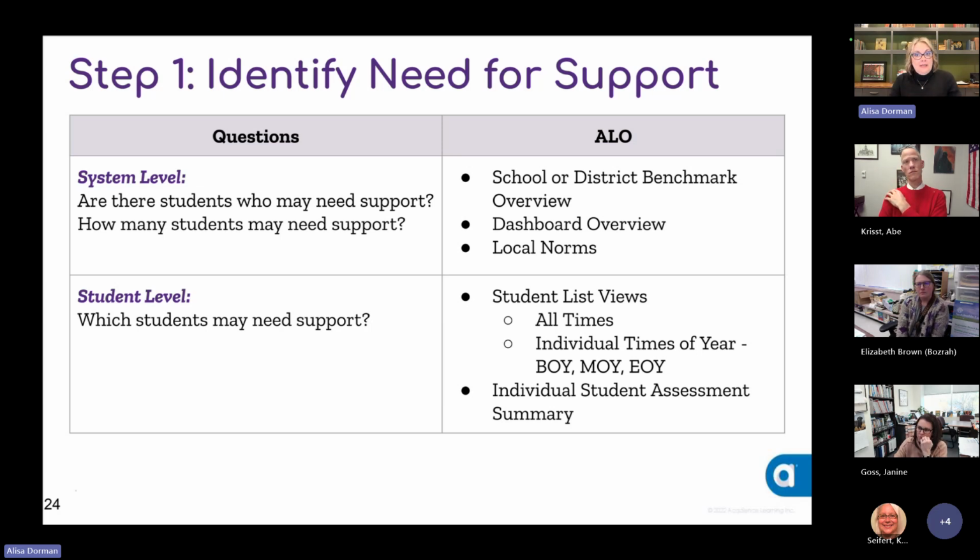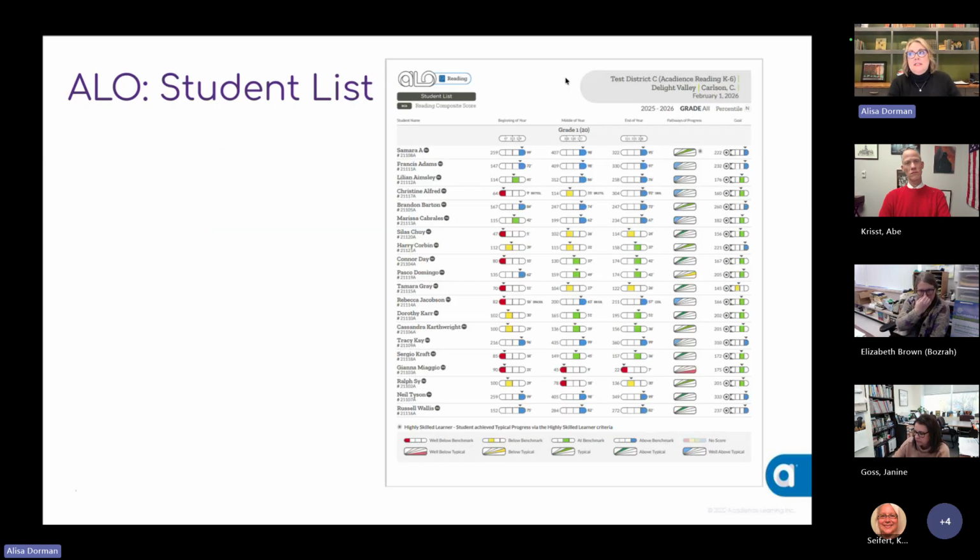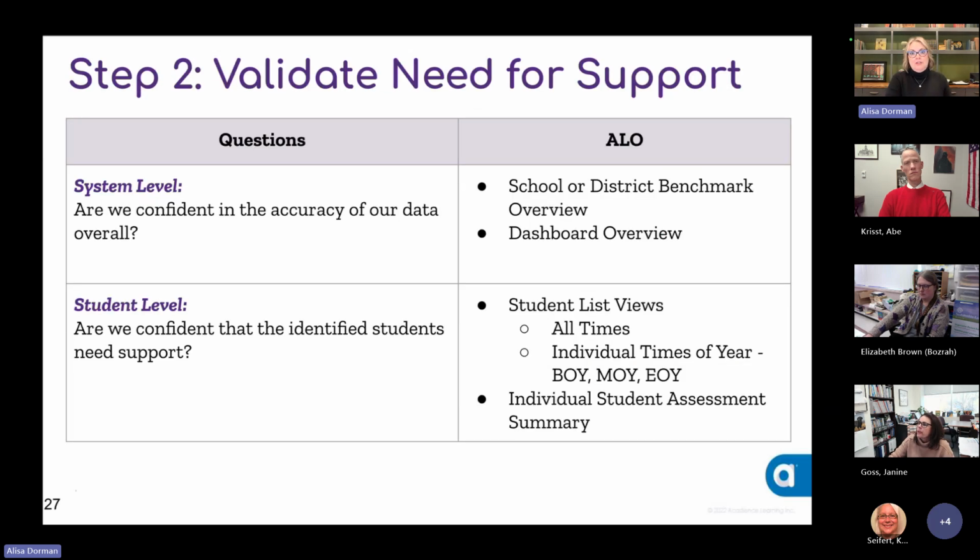But if you're using a data management system like Acadience Learning Online, it's really easy to just go straight to your list views or to see your distribution graphs within a class. So here is an example of a benchmark overview that would show you a class distribution, and then you could drill down into that and see specifically the students in your class that would be listed against their beginning, middle, or end of year, or even against the time of year for the different skills. So you can drill into your individual class list to see which students need support.